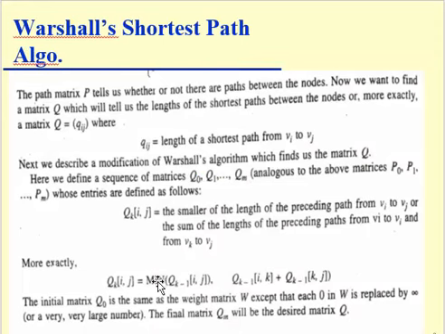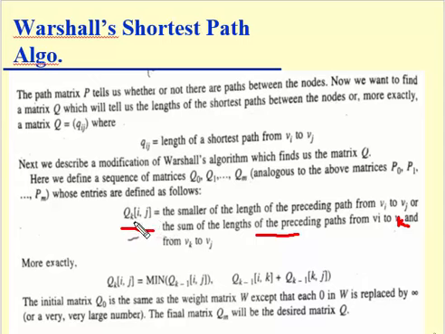Now here also a similar thing, just see here. So this formula is important. First, what is Qij? Qkij is the smaller of the length of the preceding path from Vi to Vj, or the sum of the length of the preceding path from Vi to Vk, and from Vk to Vj. That means you want to go from I to J. Now there are two things. One is that first you define K as, suppose, 0, Q0.